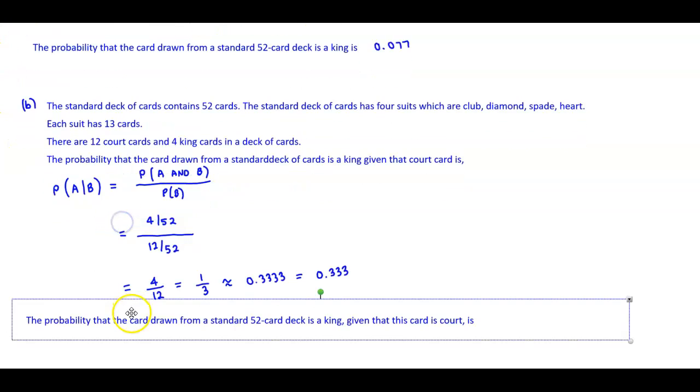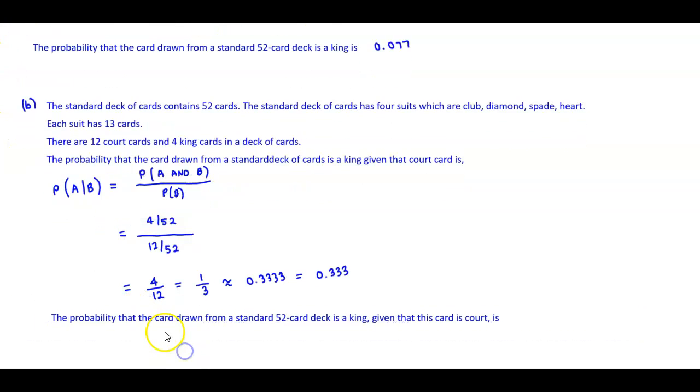So now we would answer the question. We would say that the probability that the card drawn from a standard 52 card deck is a king, given that the card is court, is 0.333.